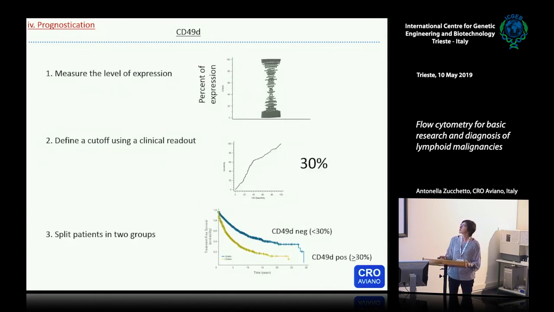Again, you measure the level of expression in a large cohort. You define a cutoff using a clinical readout. In this case, the commonly found cutoff is 30%, and then you split patients into groups, and you can define two groups with different survival probability.